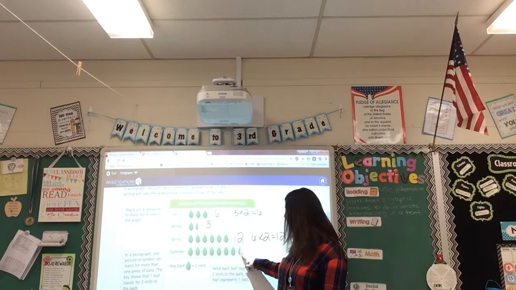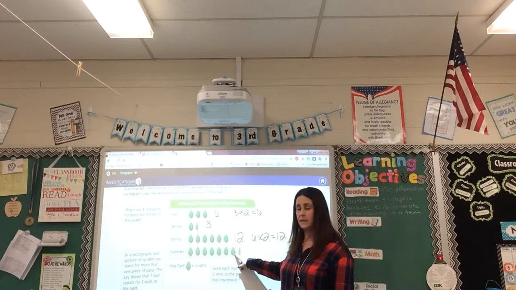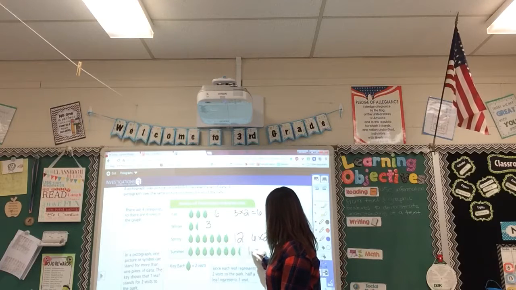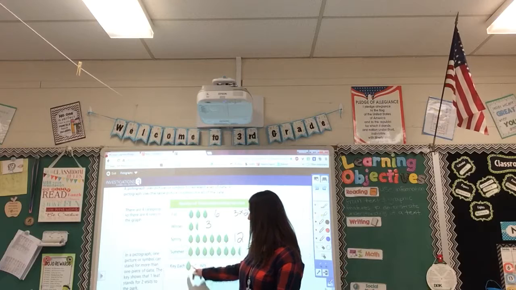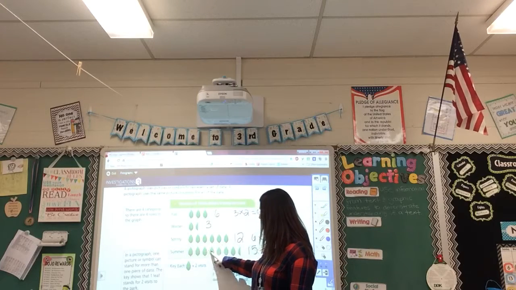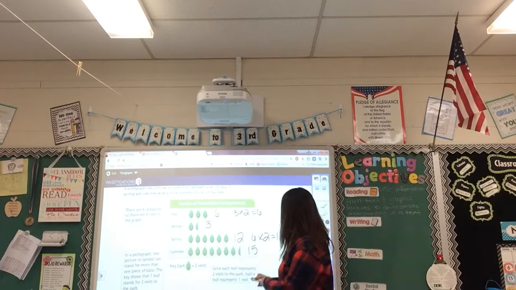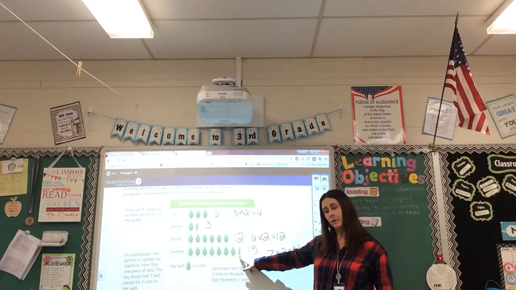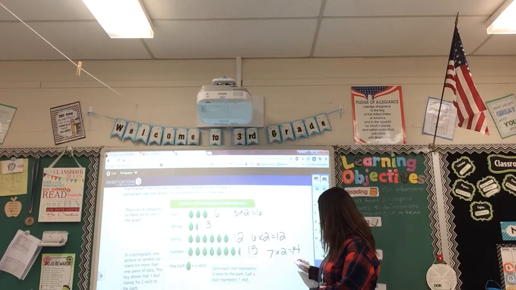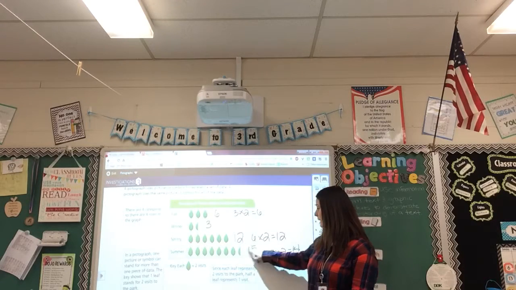Now I see a little half leaf, and I know that means 1. So 14 plus 1 equals 15. So I could skip count, or again, I can use multiplication. I see 1, 2, 3, 4, 5, 6, 7 full leaves, 7 groups of 2 equals 14. And I know that half leaf only equals 1, so 14 plus 1 equals my 15.